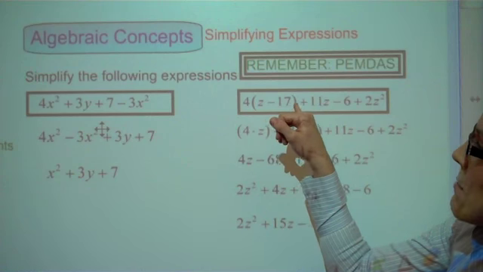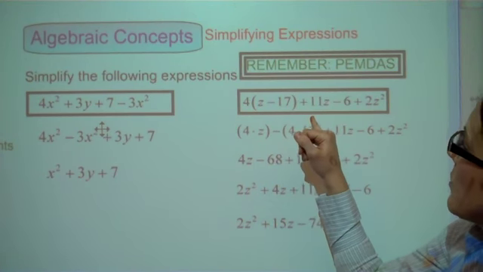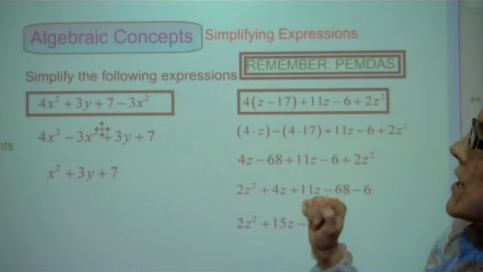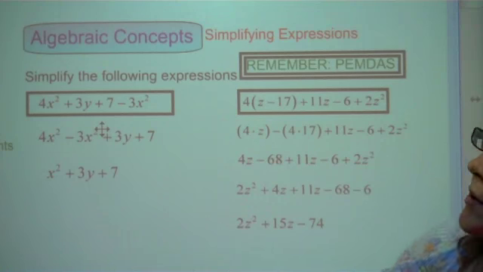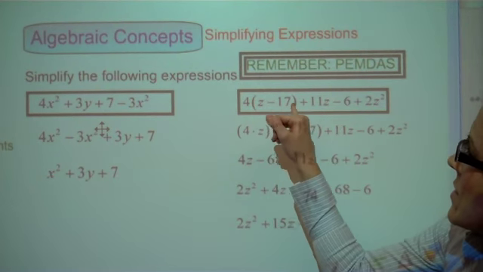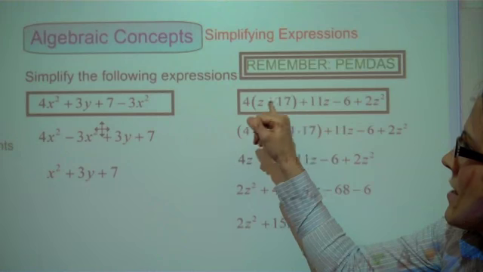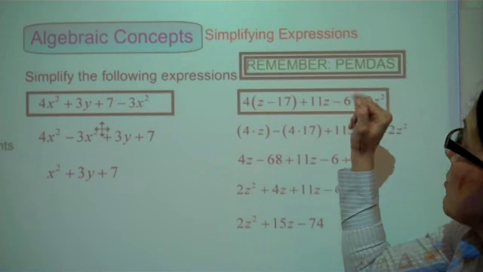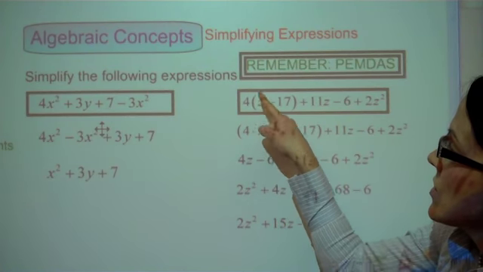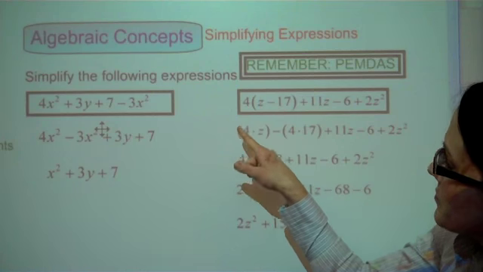Another example. 4 parentheses z minus 17 end parentheses plus 11z minus 6 plus 2z squared. So let's go ahead and make sure we follow our rules with PEMDAS. Do we have parentheses? Well, yes, but can we do anything in those parentheses? No. Do we have exponents? No. But multiplication. Let's use the distributive property.